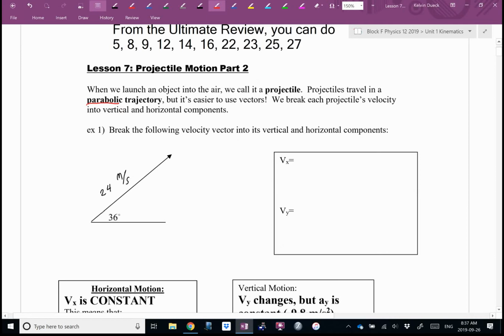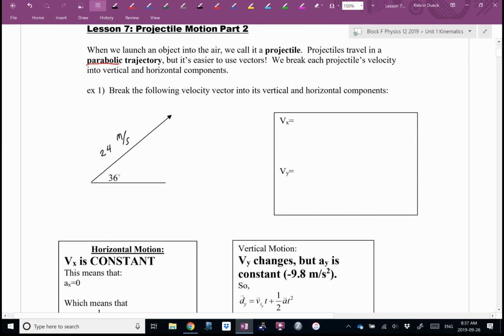We break each projectile's velocity into its horizontal and vertical components. One thing that you need to be able to do almost in your sleep is, if I give you a slanty velocity, break it up into its vertical and horizontal components. So here it looks like we're launching at an angle of 36 degrees above the horizontal at a velocity of 24 meters per second. When I'm drawing components in, I do my components as a dotted line to let myself know that's actually not what they gave me, that's something I'm breaking it into.